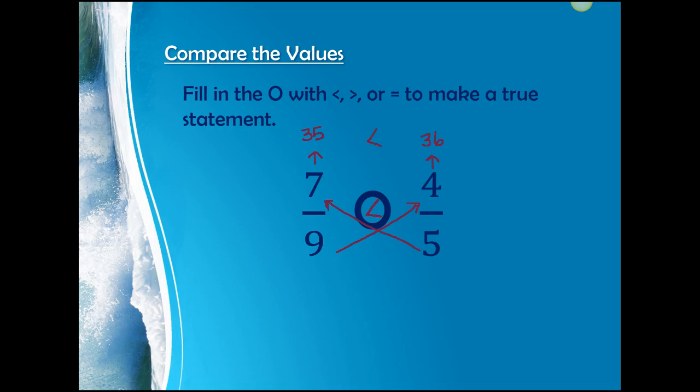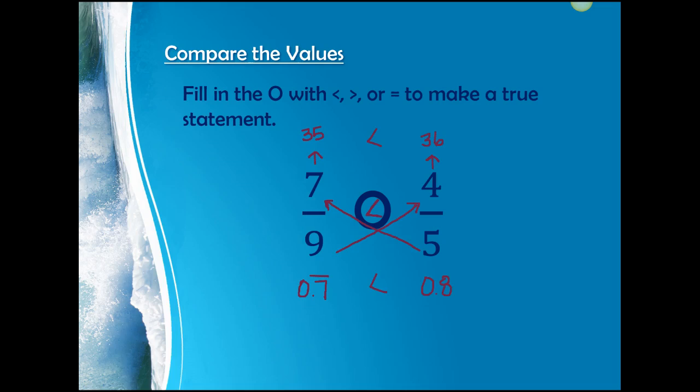Now, if you don't like to have all that clutter, it's not necessary to draw those arrows. If you'd like to write these in decimal forms, 7 divided by 9 is 0.7 repeating, and 4 divided by 5 is 0.8. So again, we can easily see that the first one is less than the second.